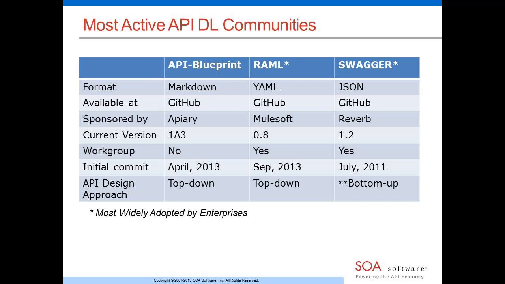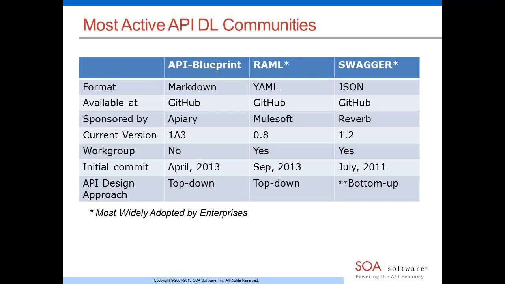API Blueprint is sponsored by Apiary, I can never say that, RAML by MuleSoft, and Swagger by Reverb. They initially committed API Blueprint in April of last year and RAML in September last year, so that's coming up on its birthday. And Swagger, the incumbent, has been around since July 2011. So for RAML and Blueprint, I could see another revision of the specification coming out soon. And with Swagger, everybody's waiting for the 2.0 that is about to be released sometime soon.